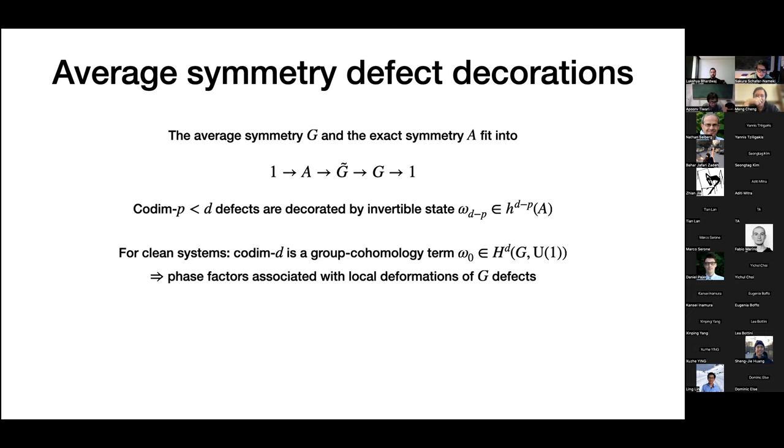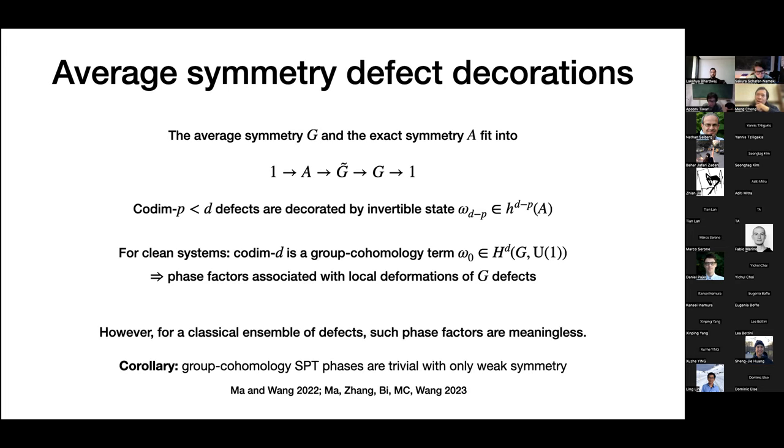Okay. And in the clean classification, this co-dimension D is basically given by the group cohomology H^D with U(1) coefficient. However, now we have just a classical ensemble of defects. We don't have really a meaningful notion of phase factor for an ensemble. So this last piece, the co-dimension D part of the defect decoration, is no longer meaningful for the ensemble. So a consequence of that is the group cohomology SPT phases for average symmetries are all trivialized when they become average, well, weak. All right.